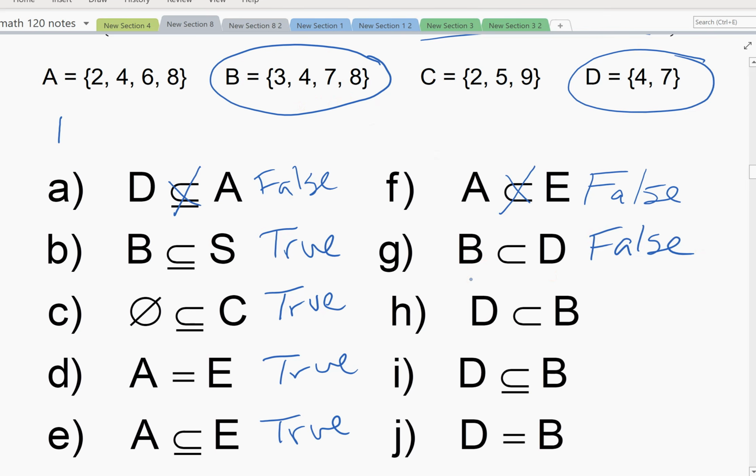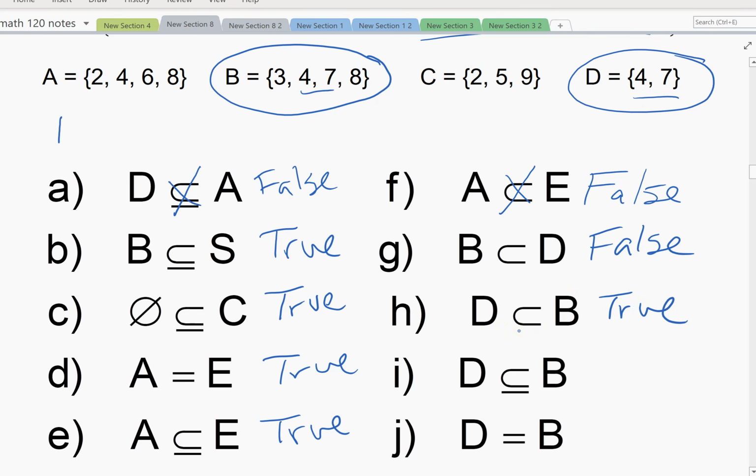Well, what if I flip it around? Now B is the bigger set, and D is the subset. Is D a proper subset of B? Two things have to be holding true. Every element of D has to show up in B, and they can't be equal. D has the numbers 4 and 7. B also has the numbers 4 and 7, and they're not equal because B has 3 and 8 in it, and so that's true.